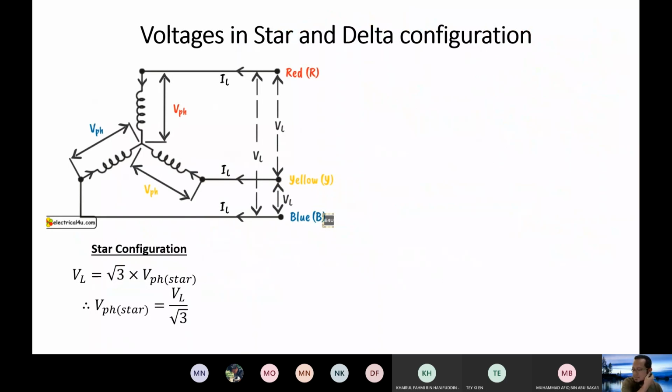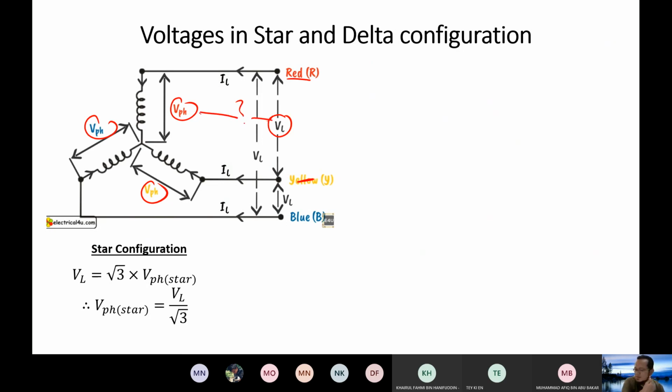This is a snapshot of the video that I showed you before. So you have the phase voltage across all the three windings. These are the three windings of the motor. This is the line voltage, for example between red and yellow, and the rest are the other line voltages. So what is the relationship between the line voltage and phase voltage?